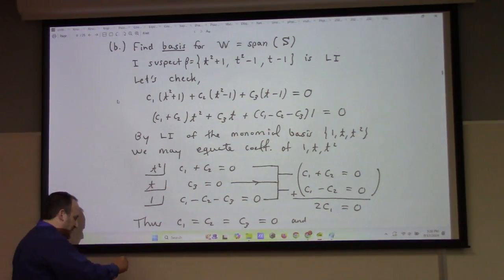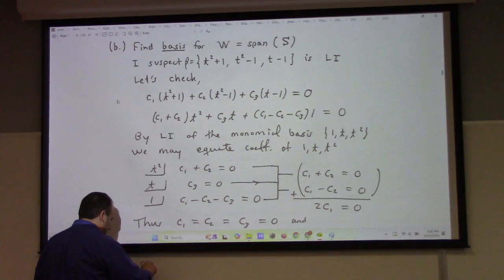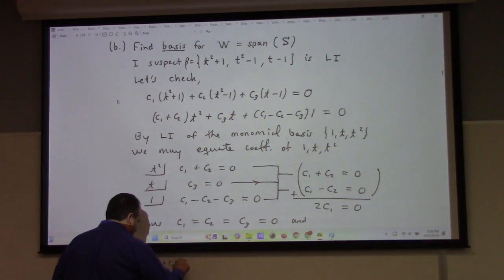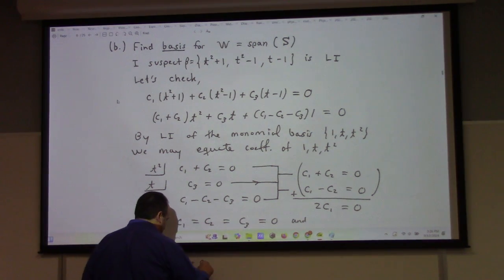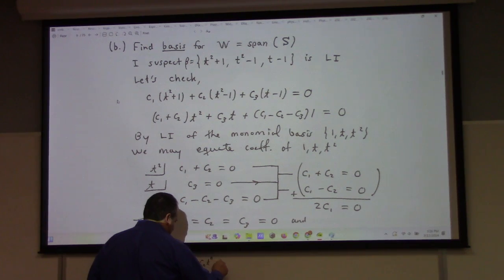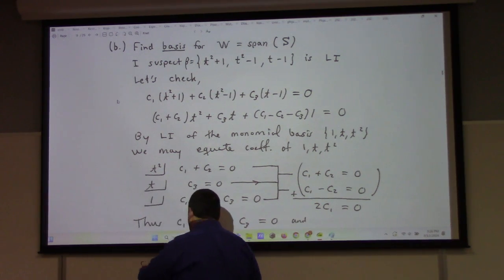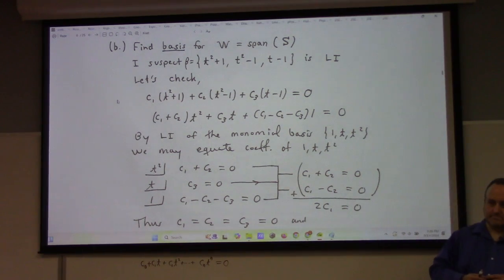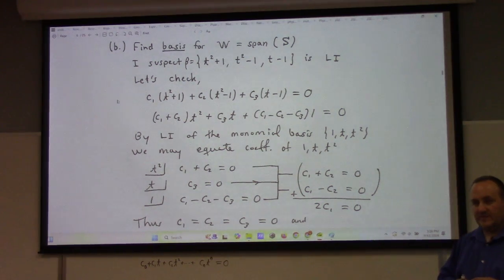So let us suppose that we have c0 plus c1 t plus c2 t squared plus dot dot dot plus cn t to the n equals 0. I'd like to argue that all of the coefficients are 0. How can I do it? Because if I can do that, I've proved the monomial basis is linearly independent.